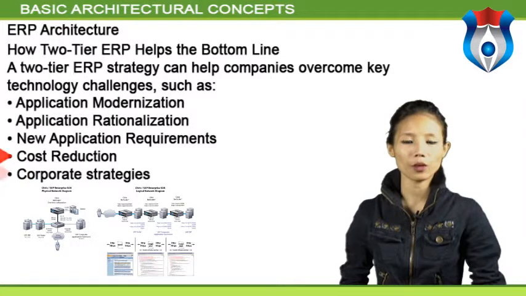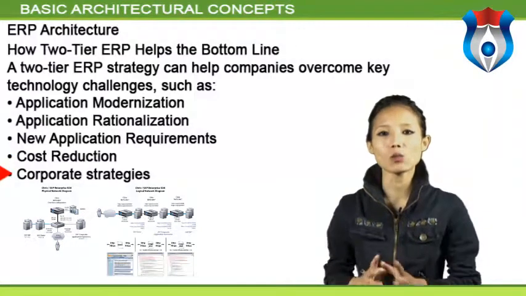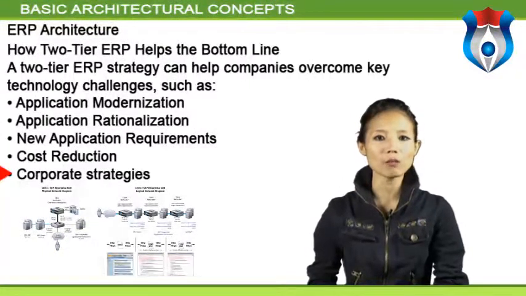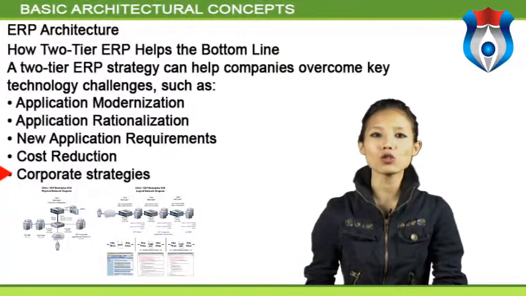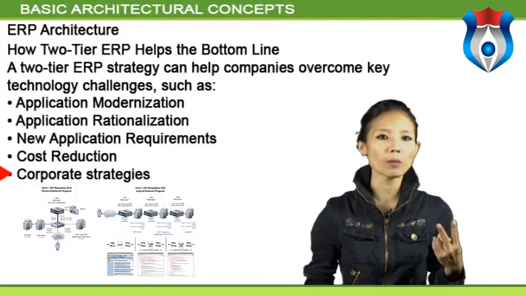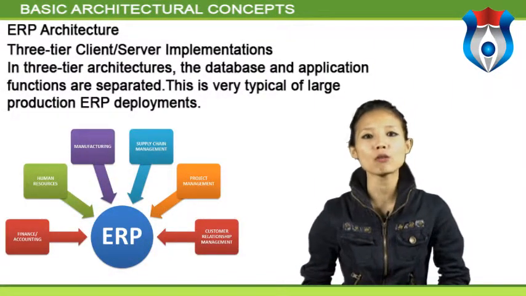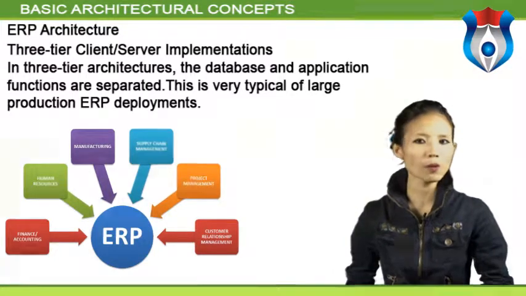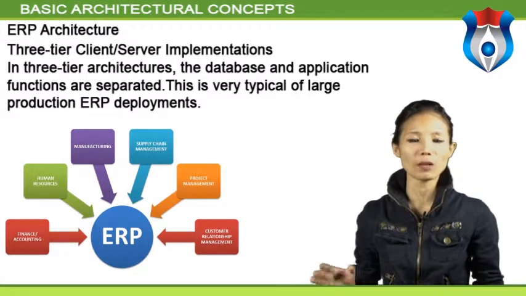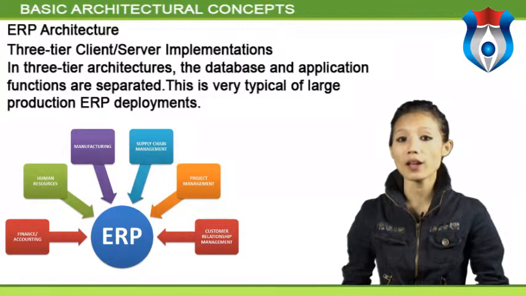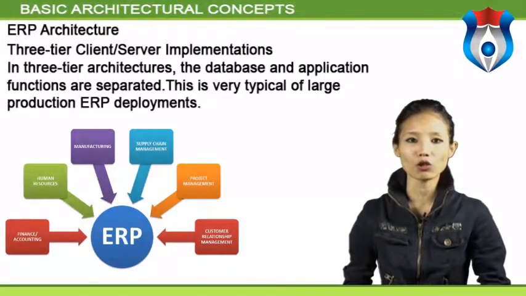on-premise system. Corporate strategies as well as organization and operating models all play a role in determining when and how to adopt a two-tier ERP model. In three-tier architectures, the database and application functions are separated. This is very typical of large production ERP deployment. In this scenario, satisfying client requests requires two or more network connections.